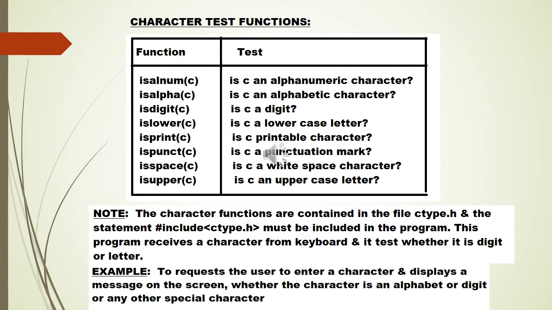So the character functions are contained in the file ctype.h. This is also a header file for checking the character type data. When we are using this type of functions, we need to include #include <ctype.h> in our program. This program receives a character from the keyboard and tests whether it is a digit or a letter. I will explain it in the next slide. The program checks whether the character is an alphabet, a digit, or any other special character like a star or question mark.